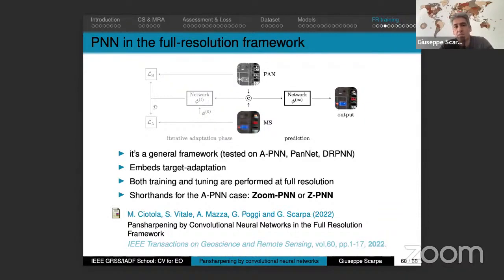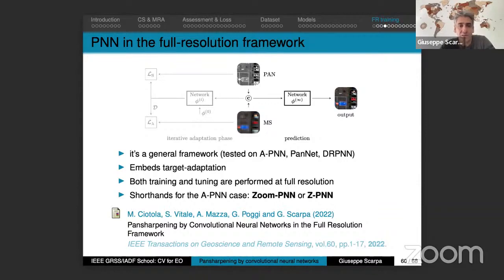Also, we have kept the target adaptivity mode with the tuning operating in this case at full resolution rather than at reduced resolution. To highlight that the net learned on full resolution data, we also label these variants as zoom versions. For example, APNN trained at full resolution is called zoom PNN or simply zeta PNN. In particular, this scheme describes how the target adaptivity declines at full resolution.